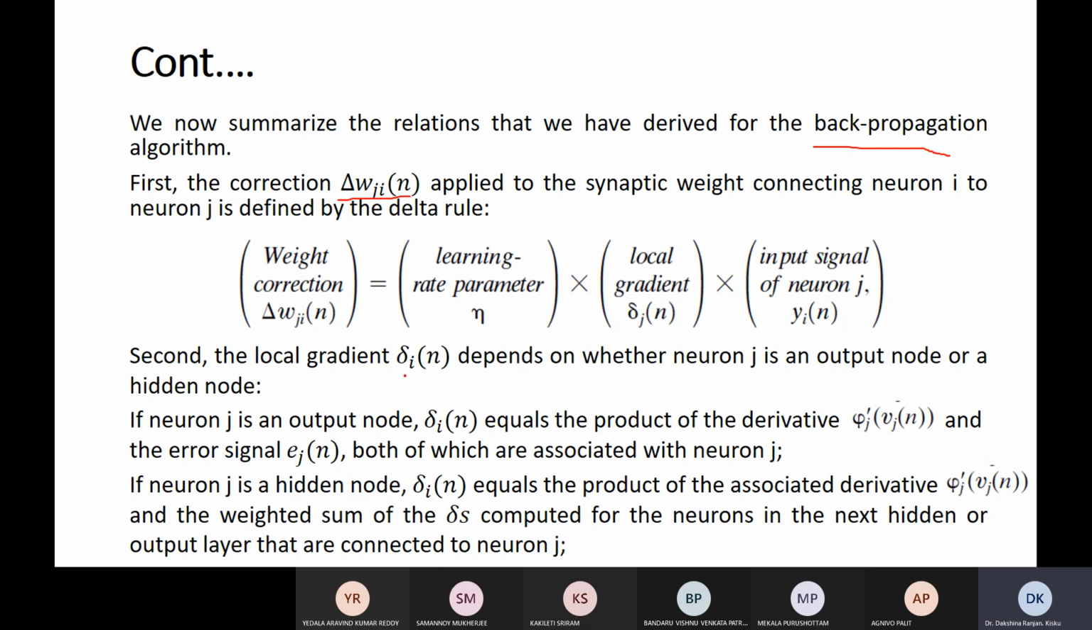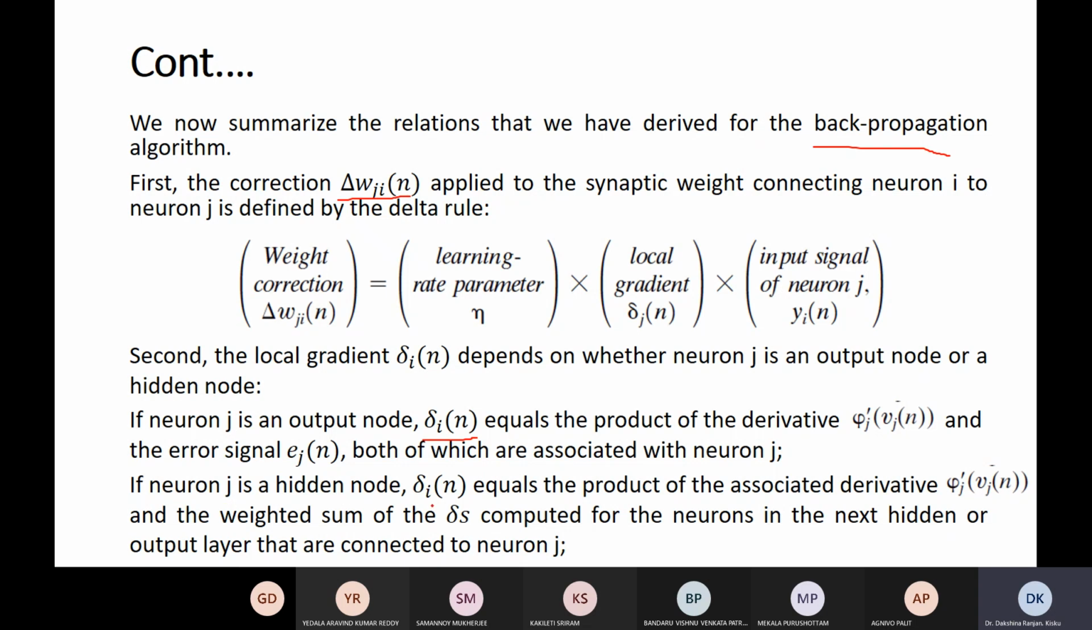Secondly, the local gradient del j(n) depends on whether neuron j is an output node or a hidden node. If neuron j is an output node, then del j(n) is equal to the product of the derivative phi dash j of v_j(n) and the error signal e_j(n). Both these terms are associated with neuron j. Now, firstly we considered j as an output node; now we are considering j as a hidden node.